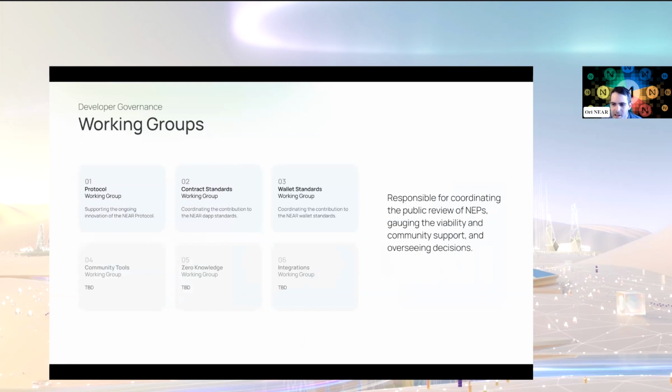And we've already kicked off the first three working groups to help bootstrap the process. So protocol working group, contract standards working group, and wallet standards. And as I mentioned earlier, we're here to iterate today on the protocol working group. And putting these groups into practice is very much a gradual approach and requires flexibility as we learn what works and what doesn't. But as we continue to iterate, we really want to introduce more groups and empower the community to run them.